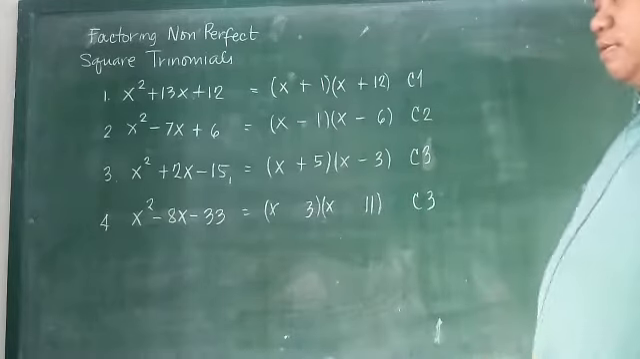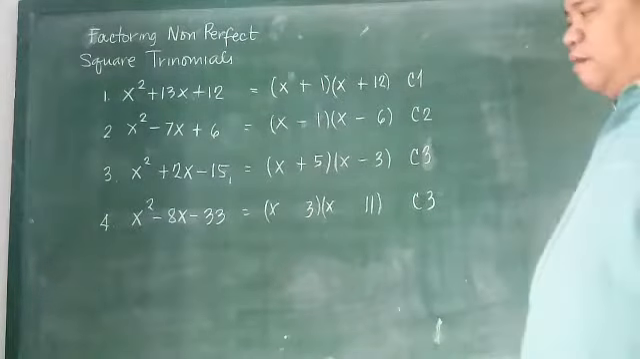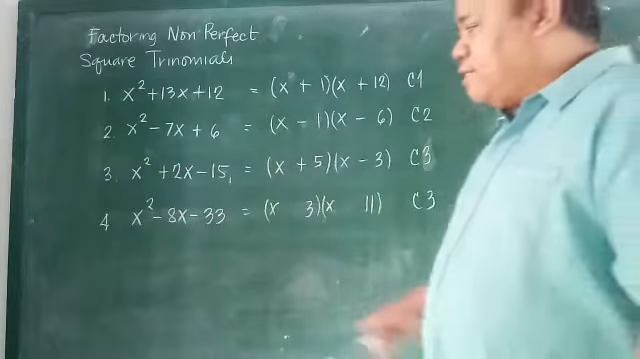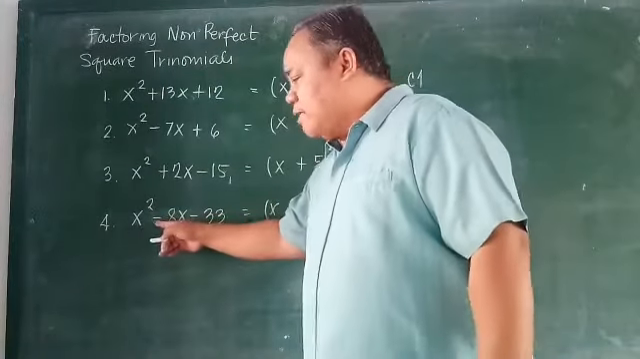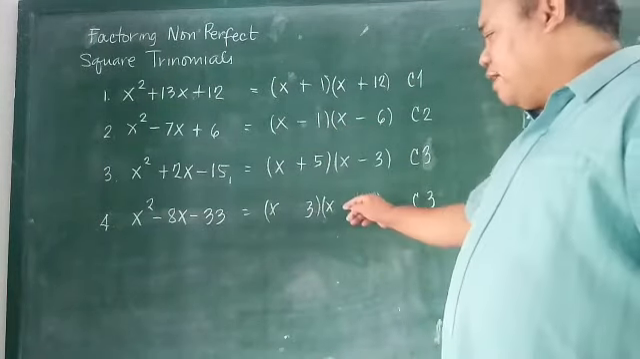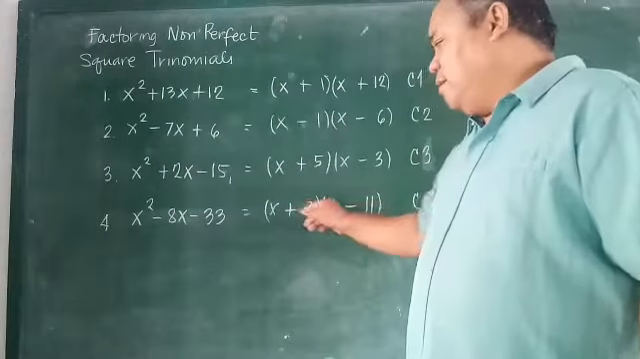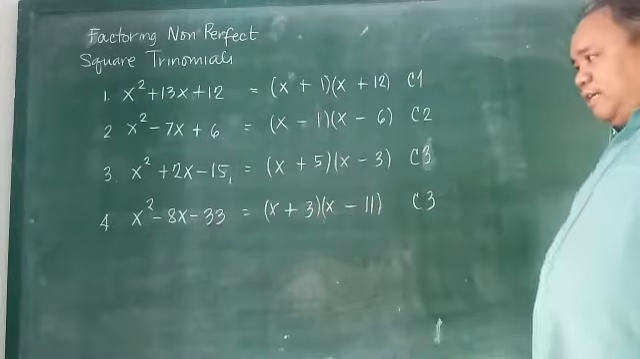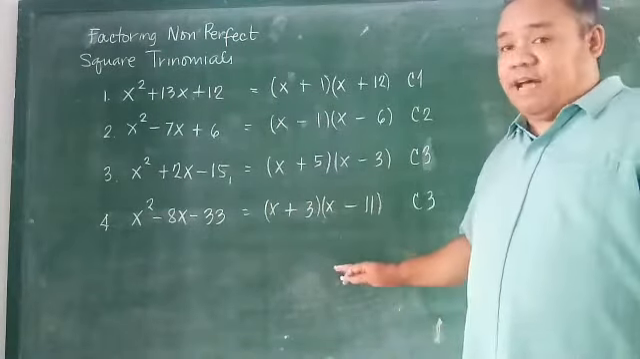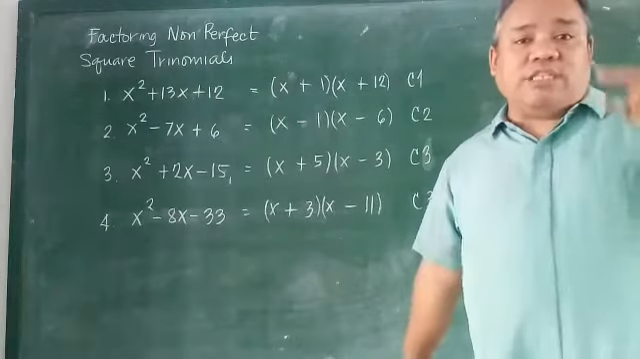Now, the problem is which is positive and which is negative. So with that, we're going to refer to the sign of the middle term. That is negative. So therefore, the higher number gets the negative sign. And that's 11 and that is 3.